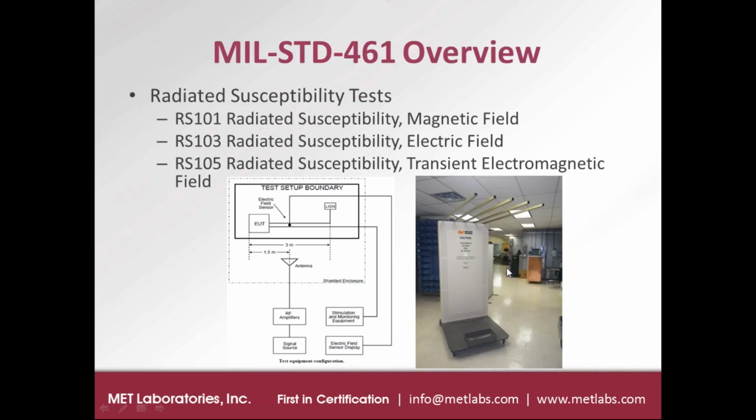And the picture on the right is just showing one of the more unique antennas that is used. It's an overhead bar antenna that's used to cover the low frequency range of RS-103 when we have to reach up to the 200 volts per meter levels.